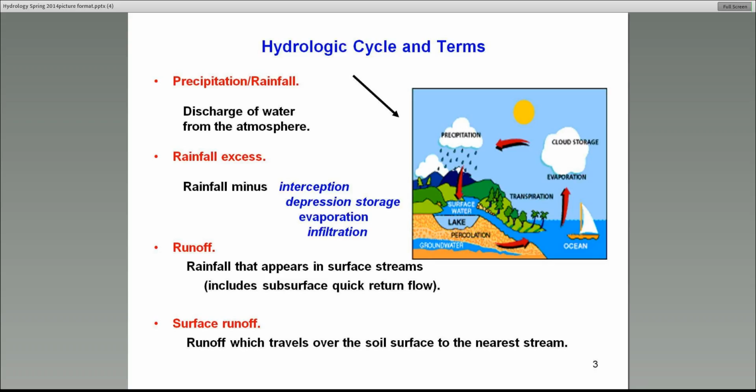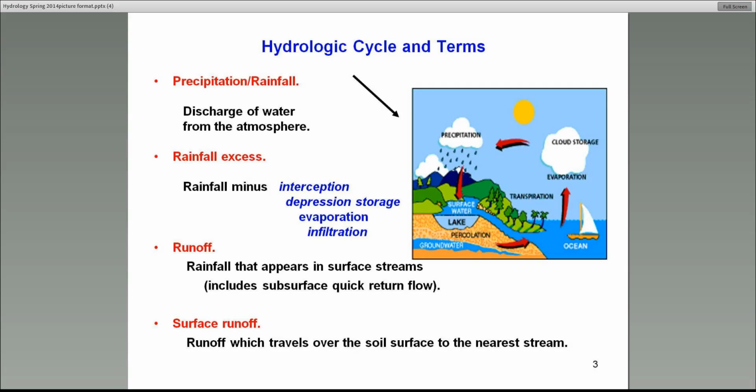Rainfall excess is what's left after you subtract losses, and we'll discuss these losses briefly. The main one is the infiltration loss. That's the water that enters the groundwater system, and that is basically what we call losses. If you subtract that from the rainfall, you get what is called rainfall excess. Then the remaining excess, obviously, appears as runoff.